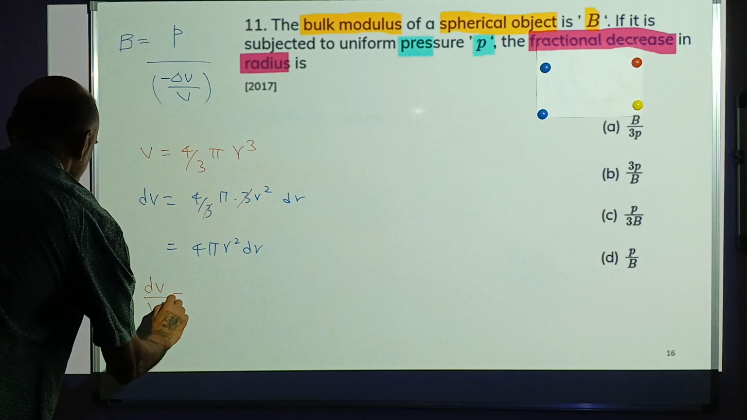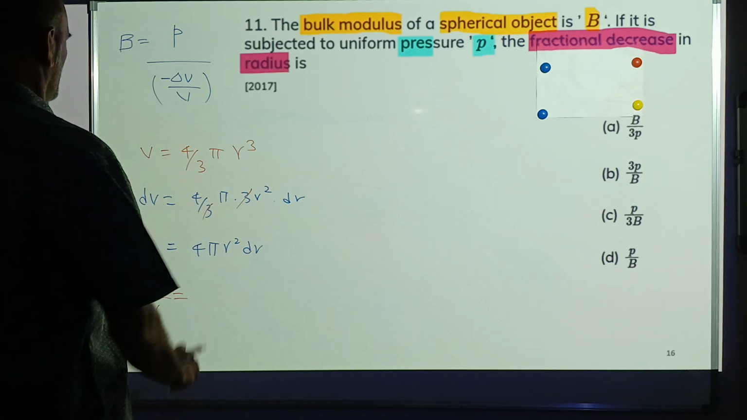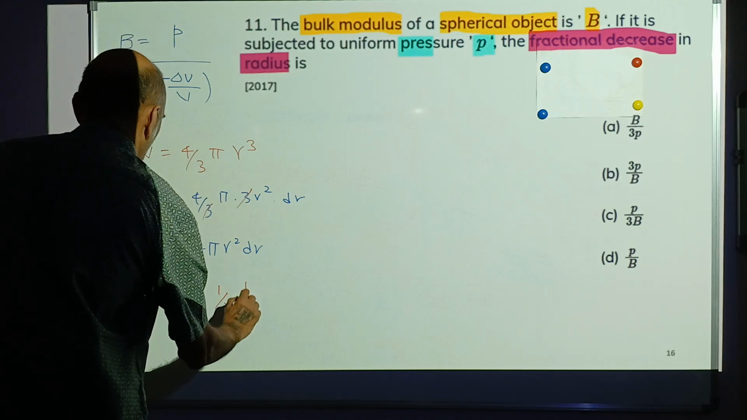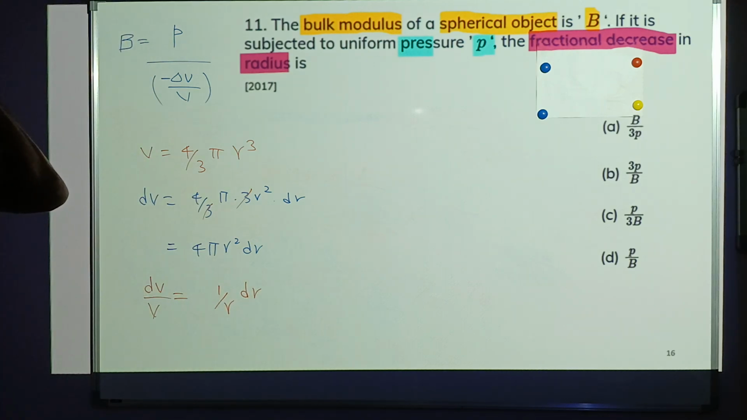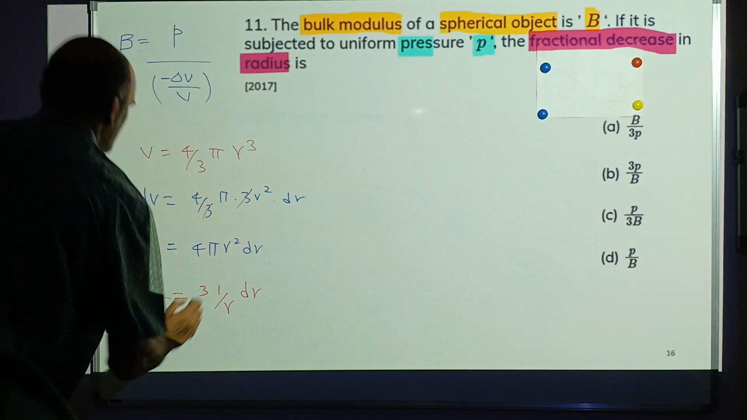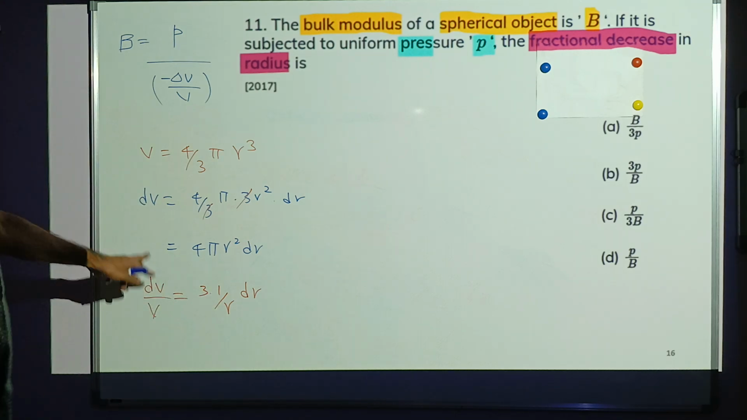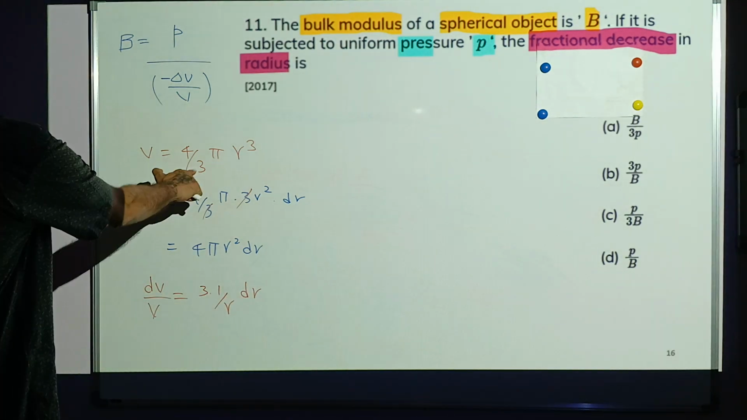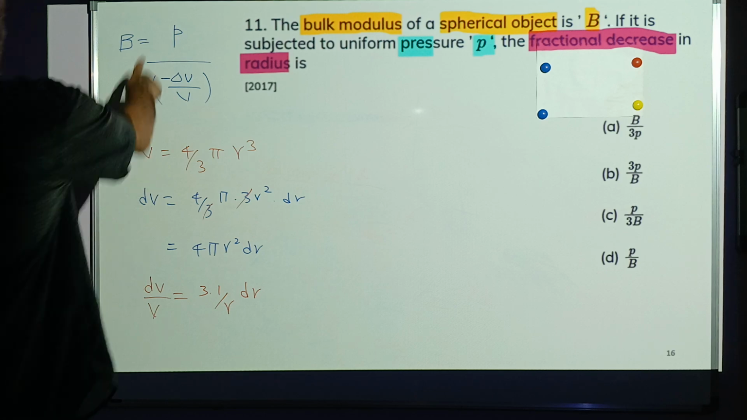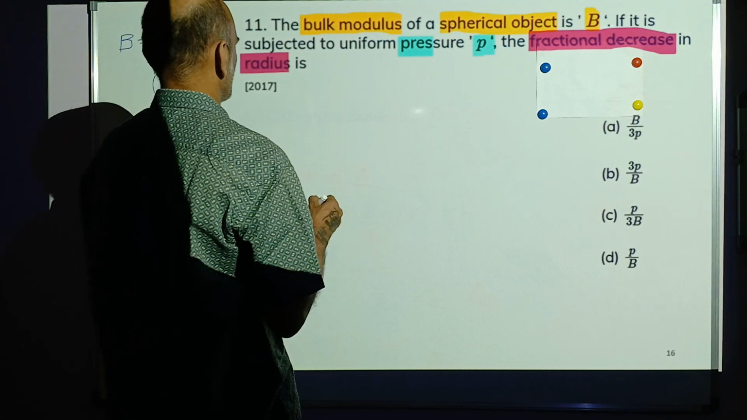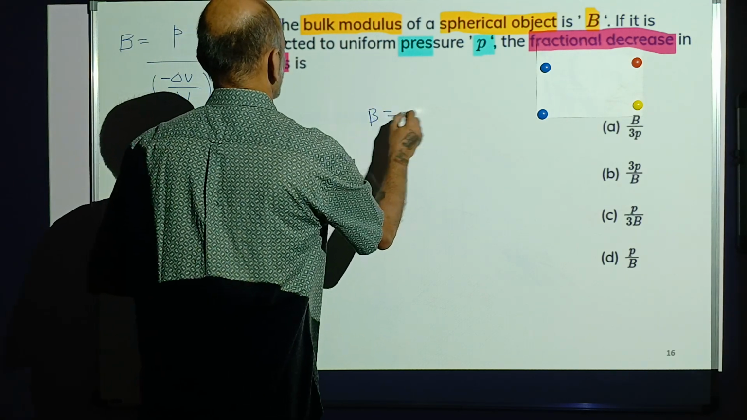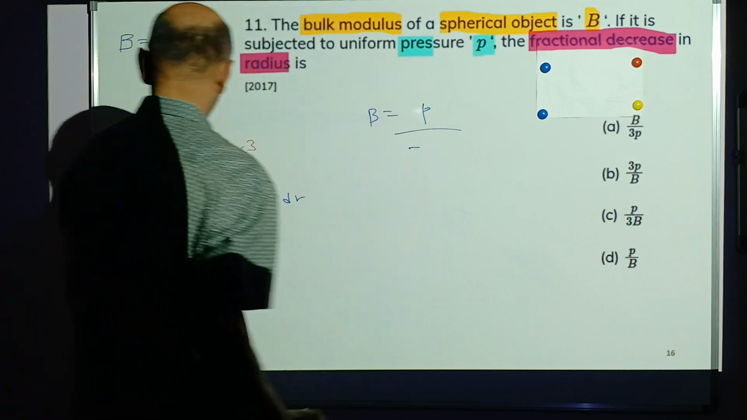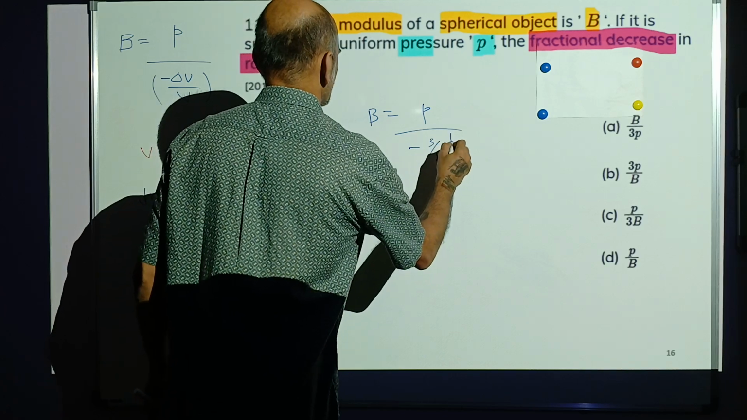So the fractional change in the volume is 4 pi r square, and then r cube becomes 1 by r cube, and then dr. And this 3 is there. So 3 times dr by r. Left side is dimensionless, volume per volume. Right side also dimensionless, length by length. And there is a factor 3 because of this 3. So putting this thing here, bulk modulus is pressure by minus dV by V. So that is minus 3 by r dr.